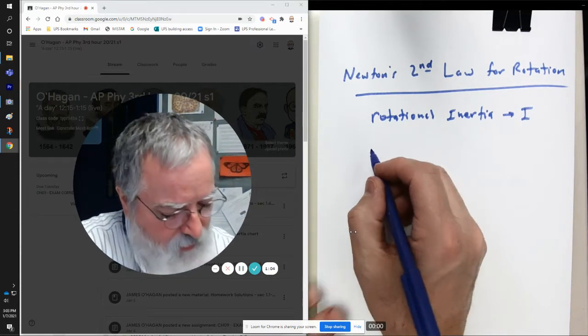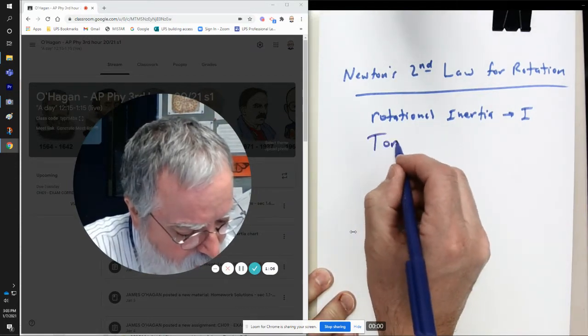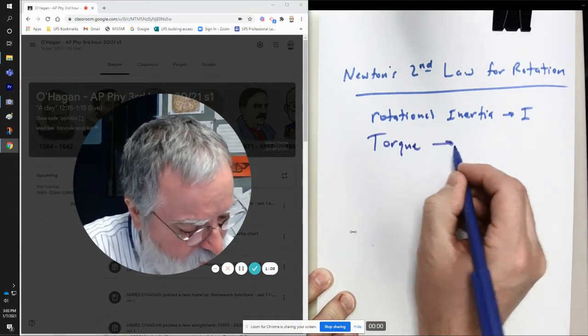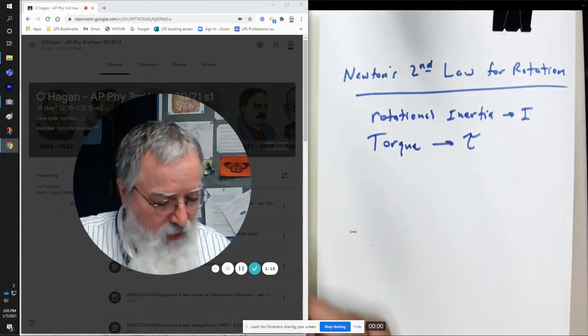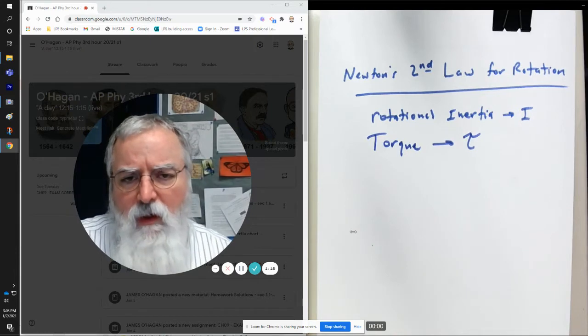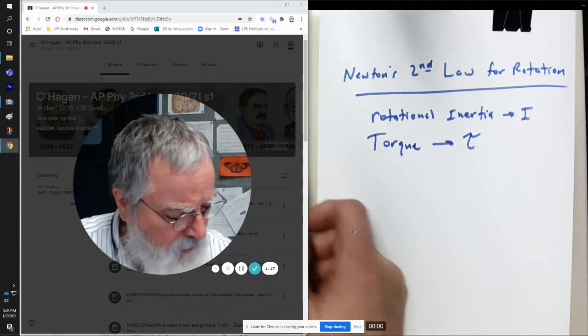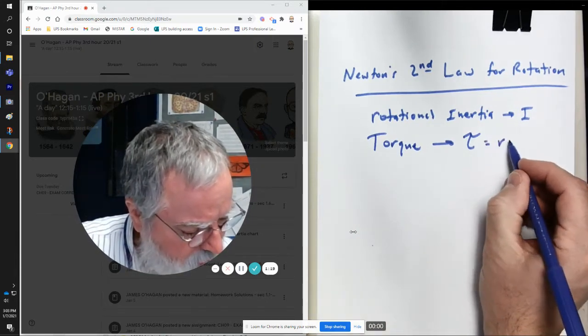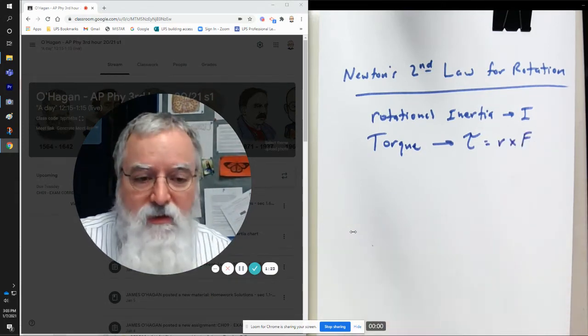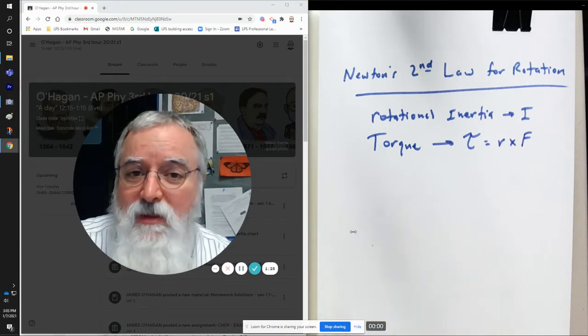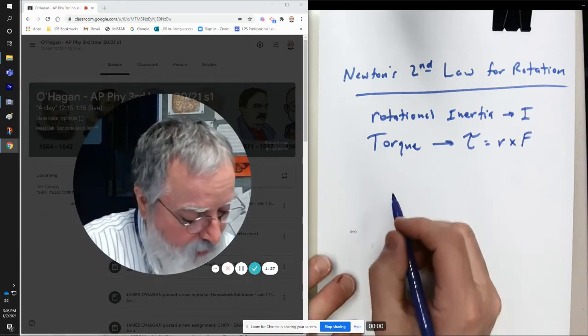We also came up with this idea of torque, T-O-R-Q-U-E, and torque is this Greek letter tau. Torque is a rotational force, if you would. And if you remember, torque was R cross F. So now let's take these two ideas and do Newton's second law with them.